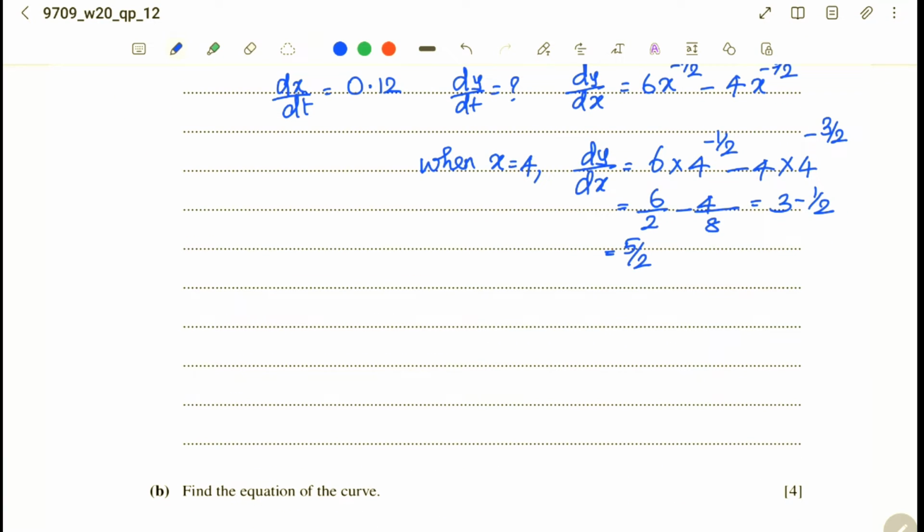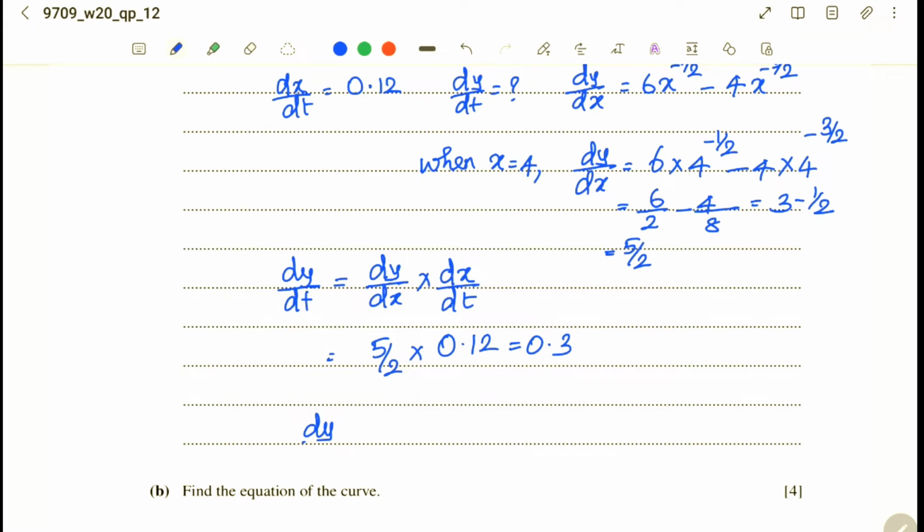So we need to find dy/dt. This can be written as dy/dx multiplied by dx/dt. The dx gets cancelled, and we get dy/dt. Now we substitute the value of dy/dx, which is 5/2, and dx/dt is 0.12. So this is equal to 0.3. So dy/dt equals 0.3.